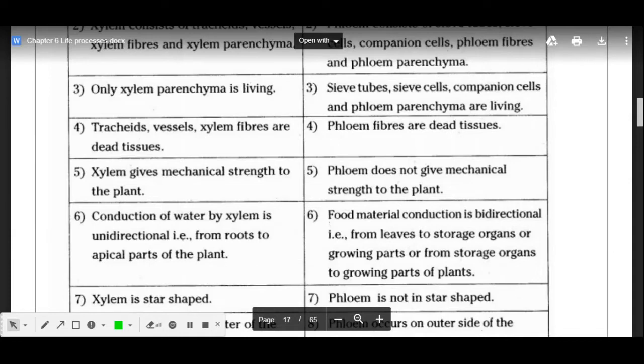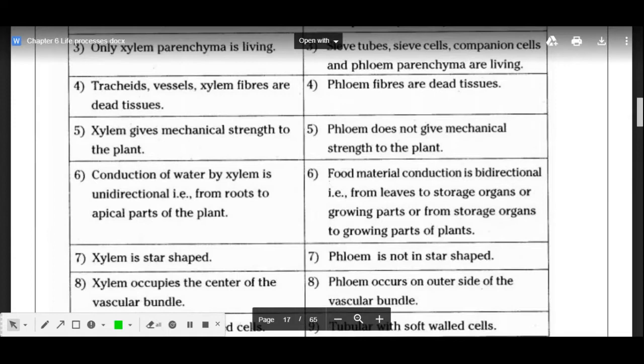And food material conduction is bidirectional. Bidirectional means it can go in any direction, because roots also require food, shoots also require food, each and every body part requires food for proper growth and development. But it is basically stored in growing parts, or moves from stored organs to growing parts of the plant. Basically, food is made in leaves.